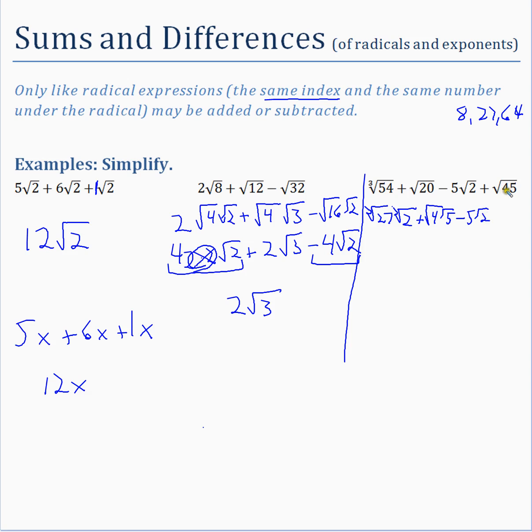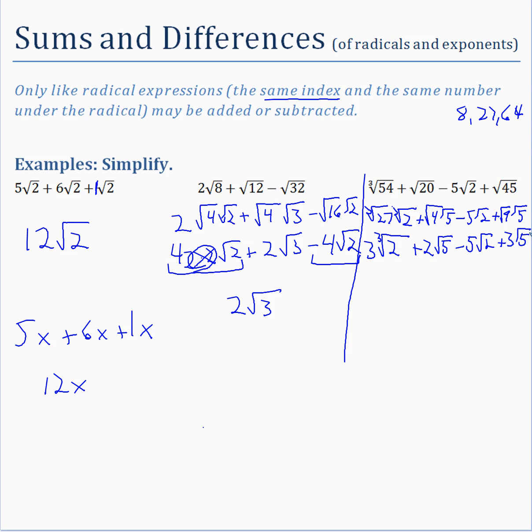And then for this, the perfect square that goes into it is 9, so we can think of this as the square root of 9 times the square root of 5, because 9 times 5 is 45. And now we can simplify. The cube root of 27 is 3, so we have a 3 times the cube root of 2 plus the square root of 4 is 2, so 2 times the square root of 5 minus 5 root 2, and then plus 3 root 5.